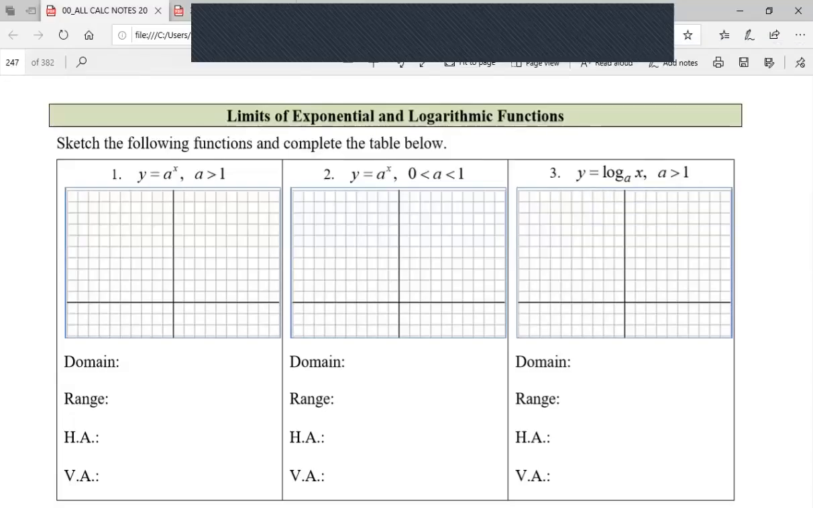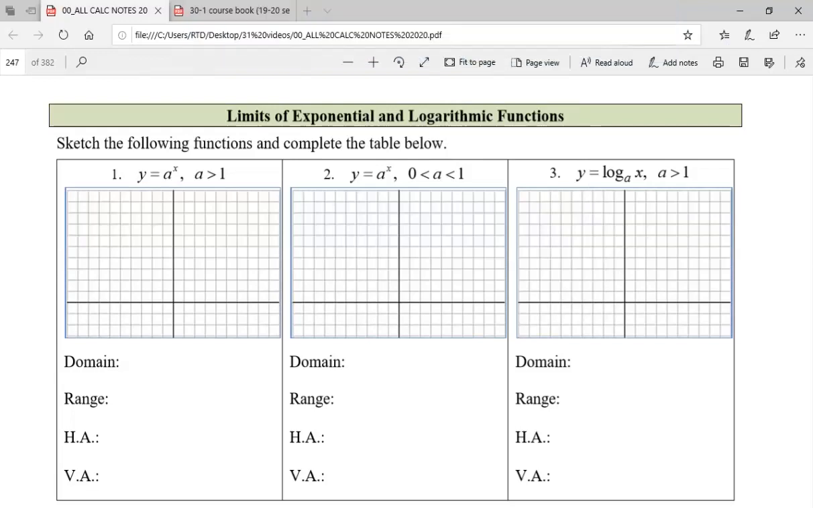All right, here we go into our next section. This is the beginning of exponential and logarithmic functions in calculus. In this section, we're going to take derivatives and look at the slopes of these functions.